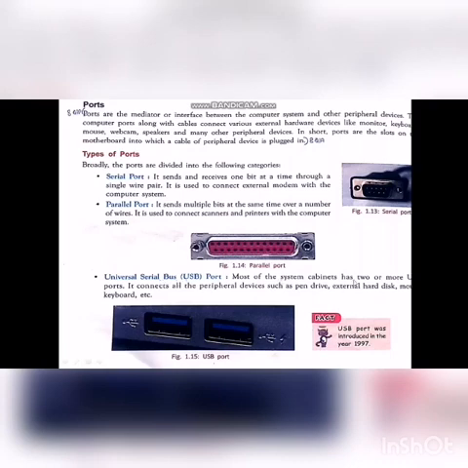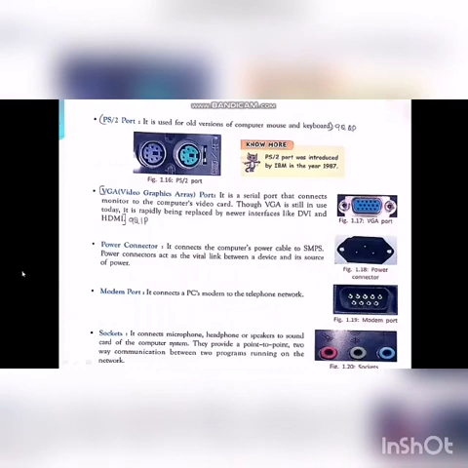Most of the system cabinets have two or more USB ports. It connects all the peripheral devices such as pen drive, external hard disk, mouse, keyboard, etc. You see, this is the USB port. Here you can connect your pen drive and external hard disk, mouse, keyboard, etc. in these ports only.